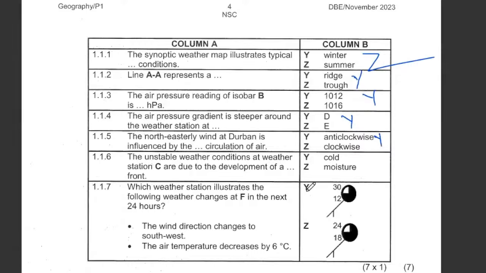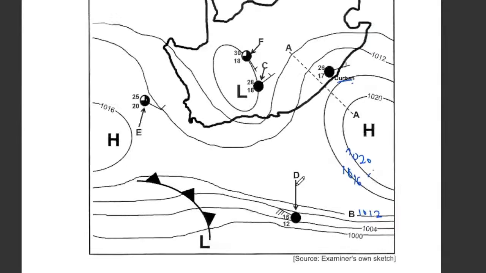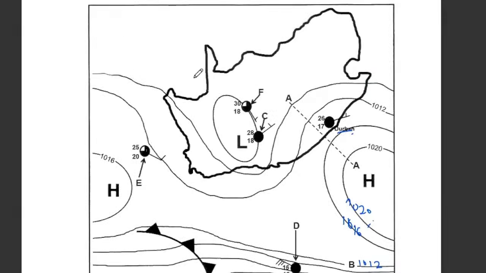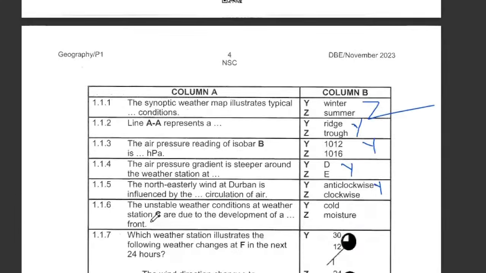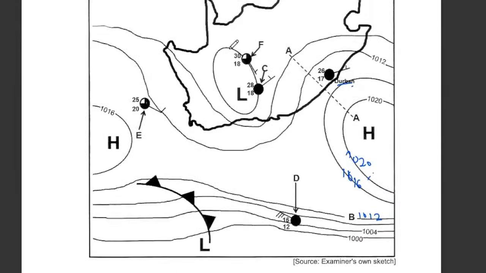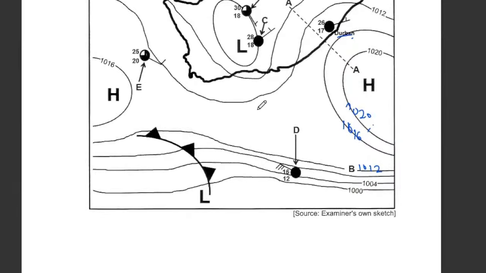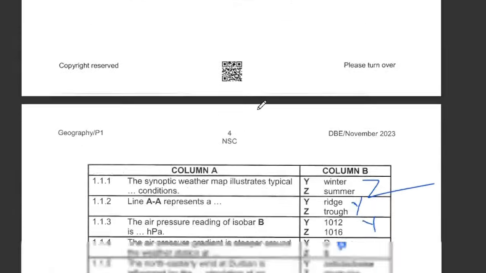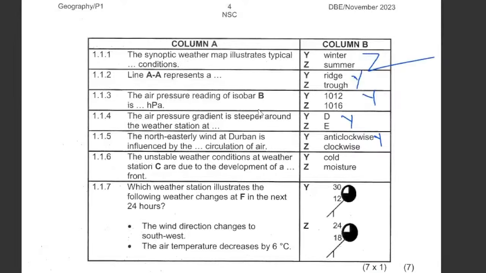The unstable weather conditions at weather station C are due to the development of which front? Weather station C is here. Okay. Obviously, it can't be a cold front because there's no cold front here, but because it is summer time, the most common front that develops in the interior is a moisture front. Therefore, here we have a Z.